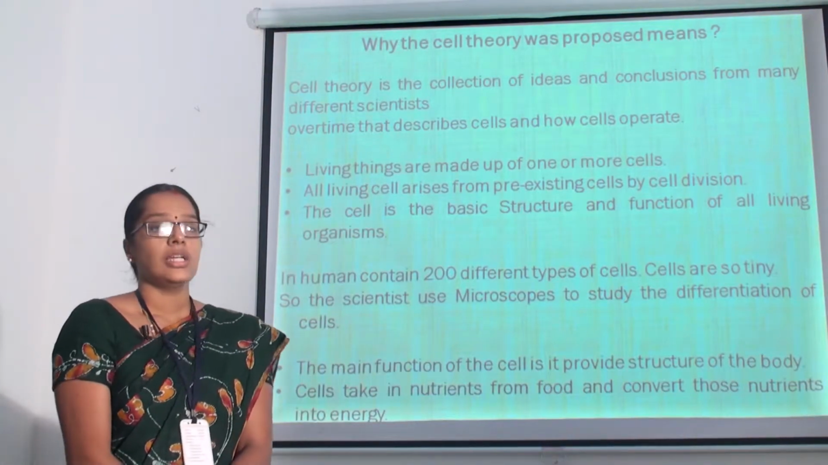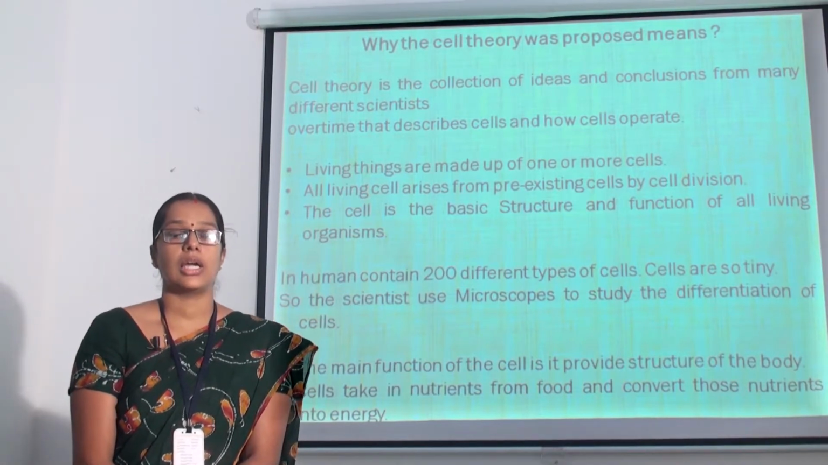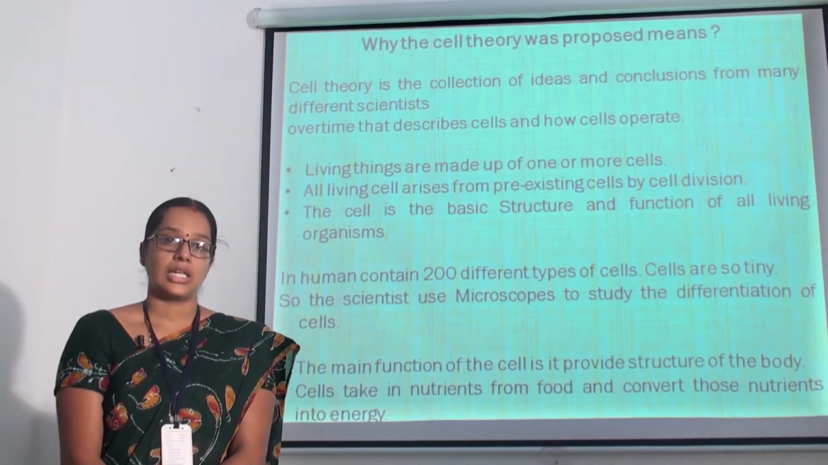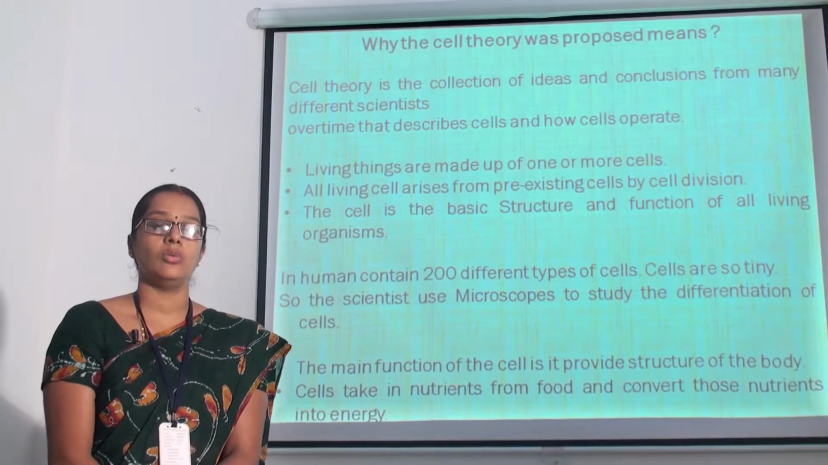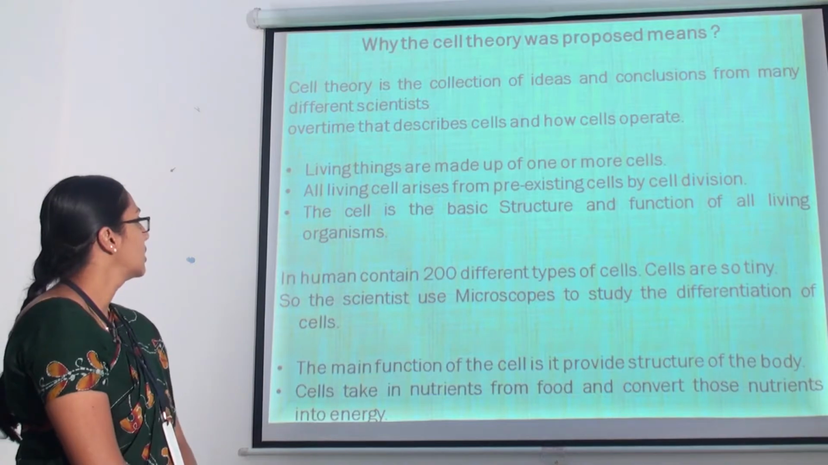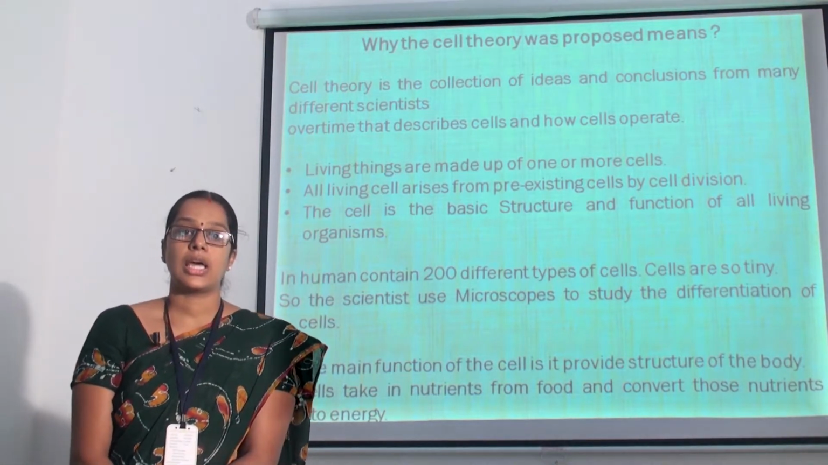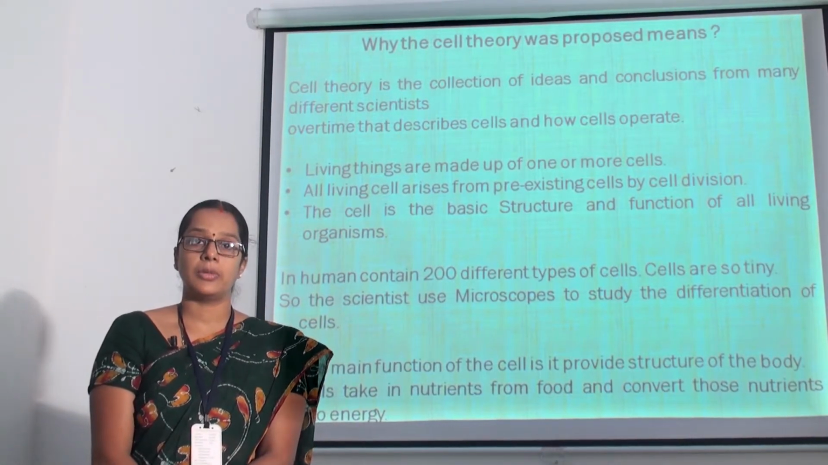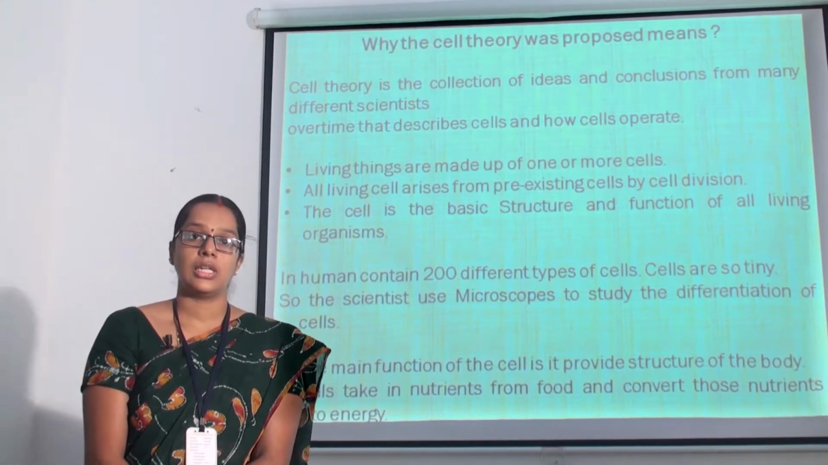Why was the cell theory proposed? The cell theory is a collection of ideas and conclusions from many different scientists over time that describes the cell and how cells operate. As I already told, living things are made up of one or more cells. All living cells arise from pre-existing cells. The cell is the basic fundamental unit of all living organisms. In this way, the cell theory was proposed.